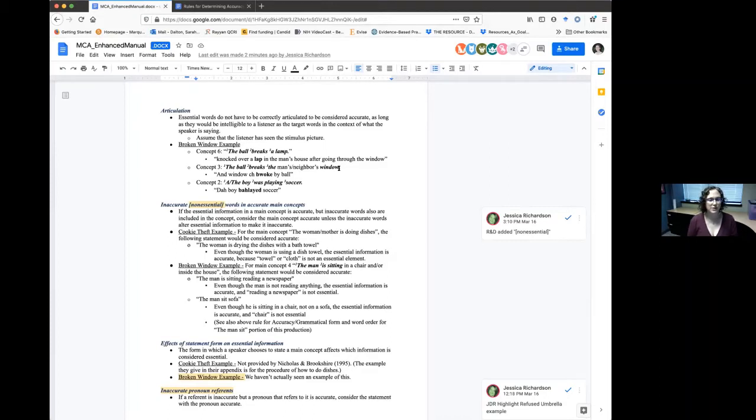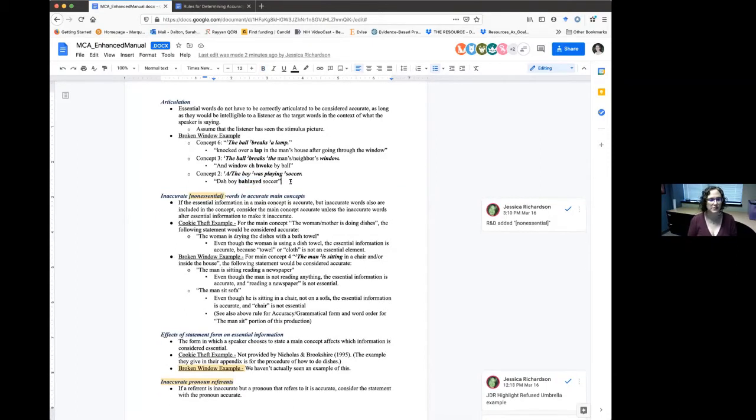For main concept 3, the ball breaks the window, an example would be, and window woke by ball. So again, woke is very close to the target utterance. And finally, for the boy was playing soccer, the boy belayed soccer, again, is very close to the target of playing, and in that context it would be very clear what the intent was.